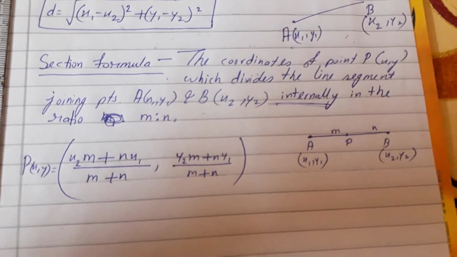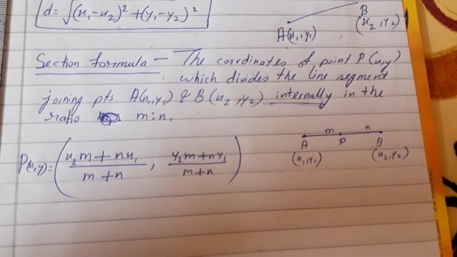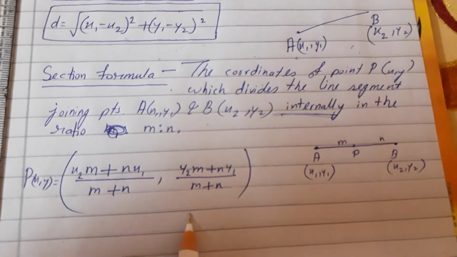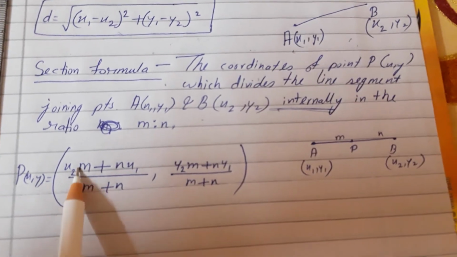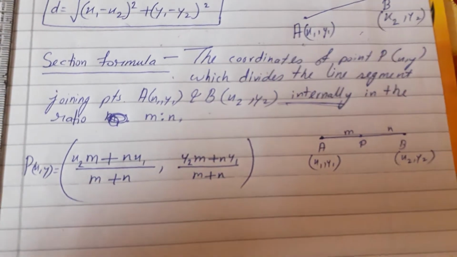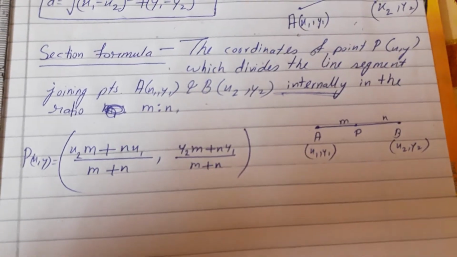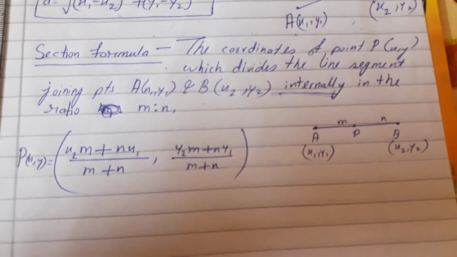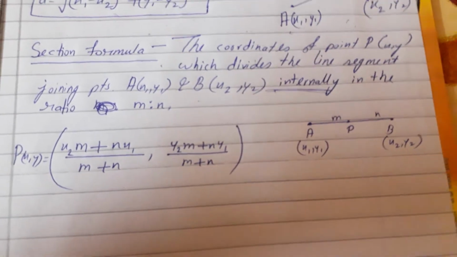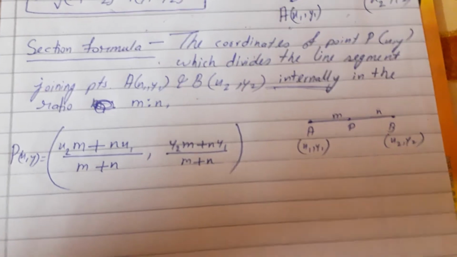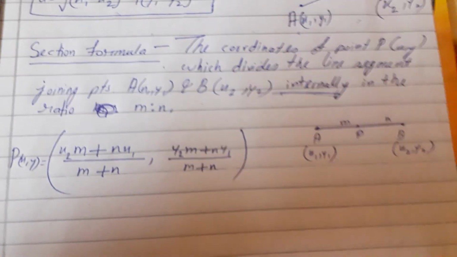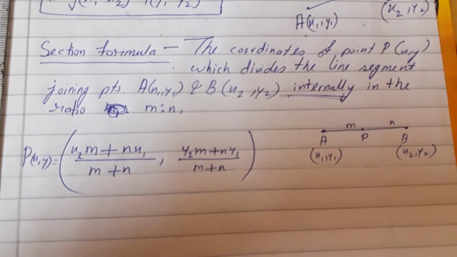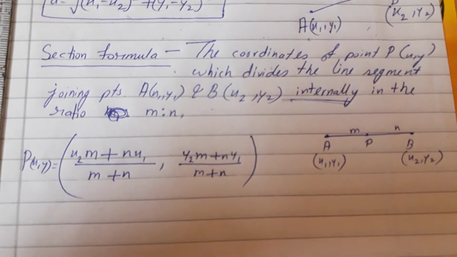Now there is a way to remember this formula. The distance formula is very easy to learn, but the section formula is not so easy. See, here there are x2, x1, y2, y1. Please do not learn this section formula by rote. If you do, then when you go to write the formula you might make mistakes. So please follow the method and then learn this formula properly.